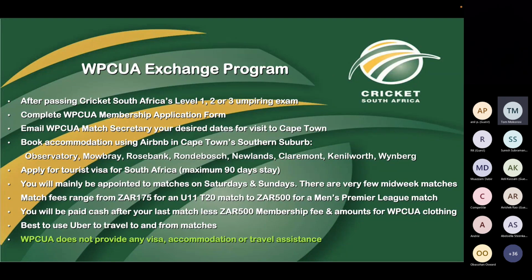Book accommodation through Airbnb, and it's advisable to stay somewhere in the southern suburbs. There's the list of the suburbs that you can search Airbnb by. Why? Because there are a lot of cricket fields in and around the southern suburbs, and it's quite a safe neighborhood, and also close to Newlands Cricket Ground, where you can also watch provincial matches during weekends. We do not offer any support in terms of visa applications, accommodation booking, and travel assistance.